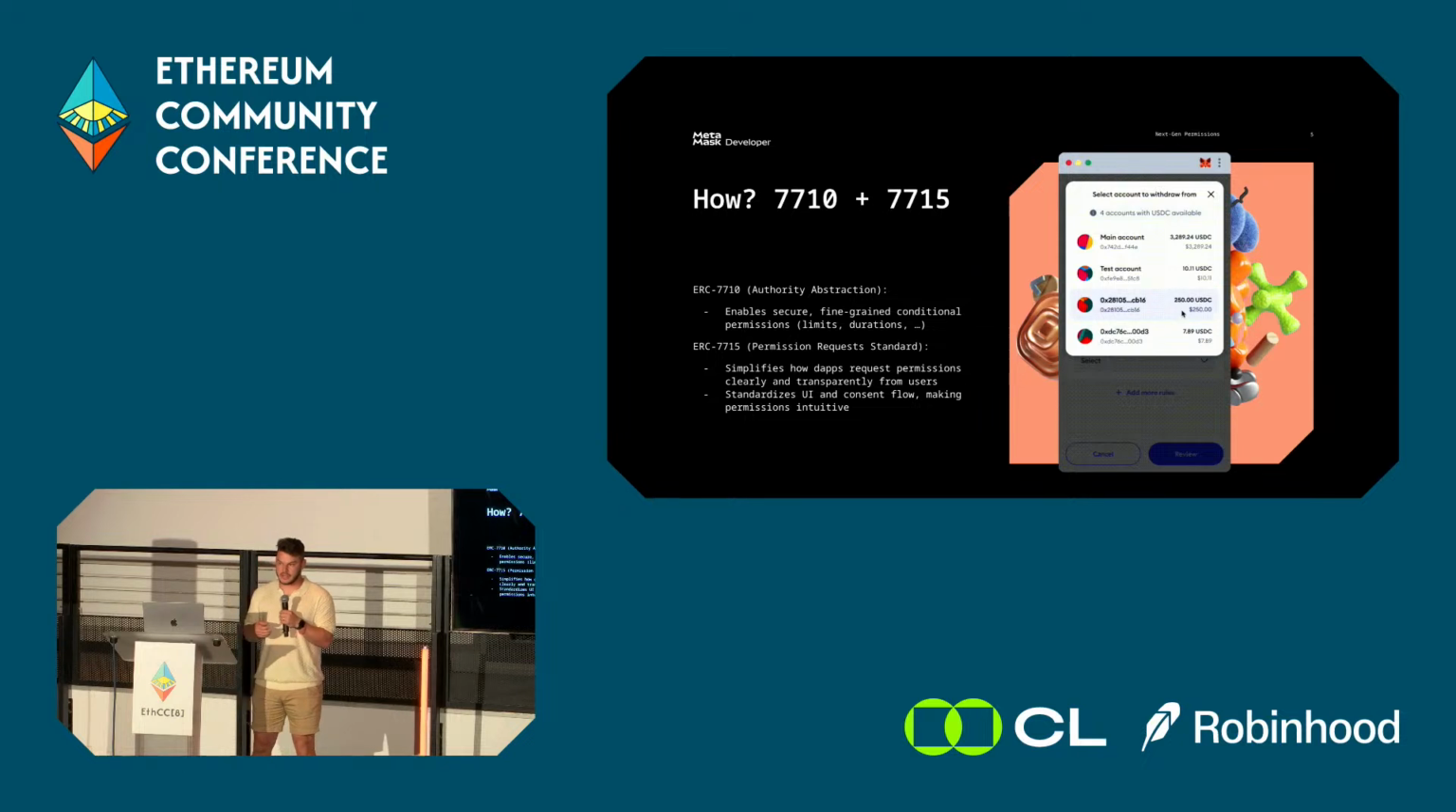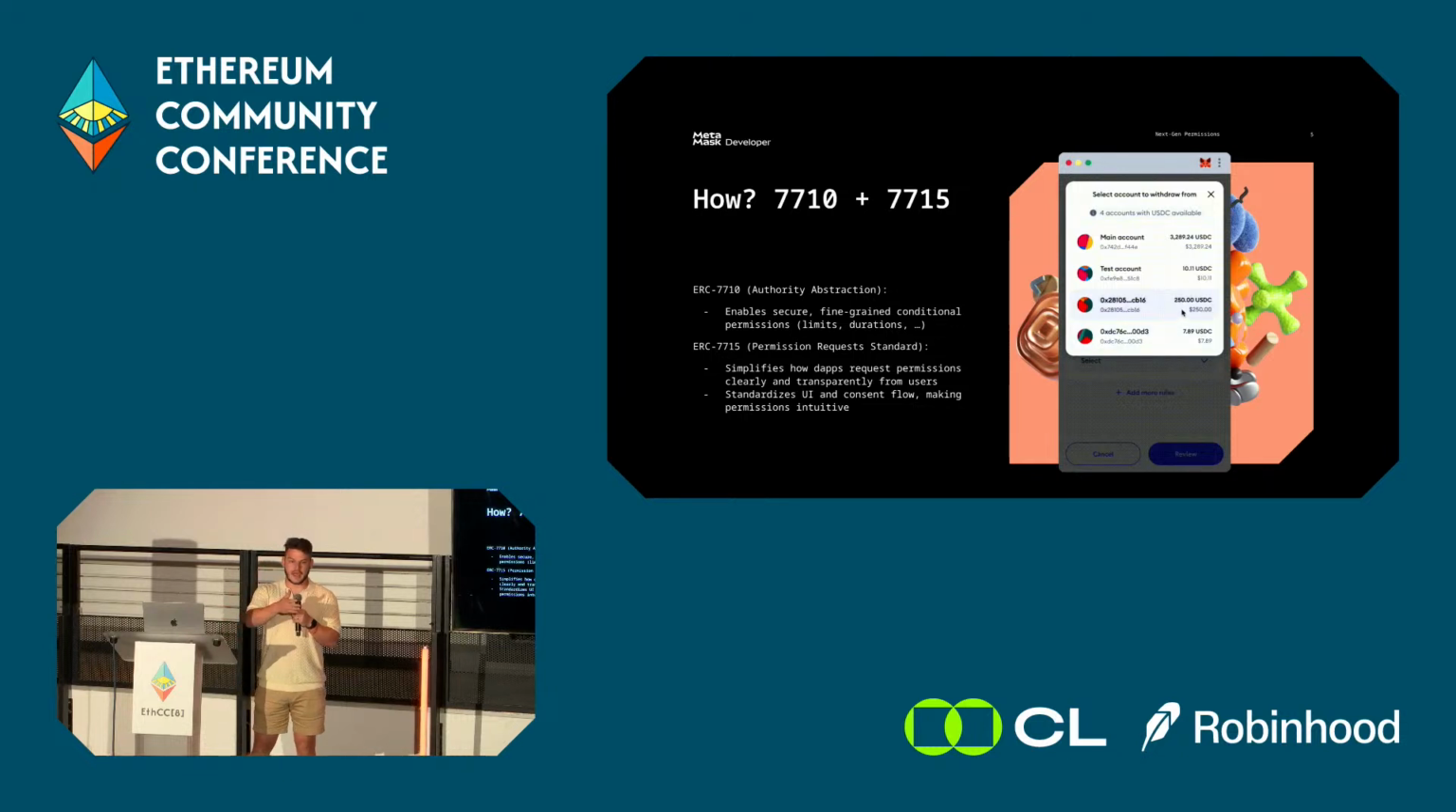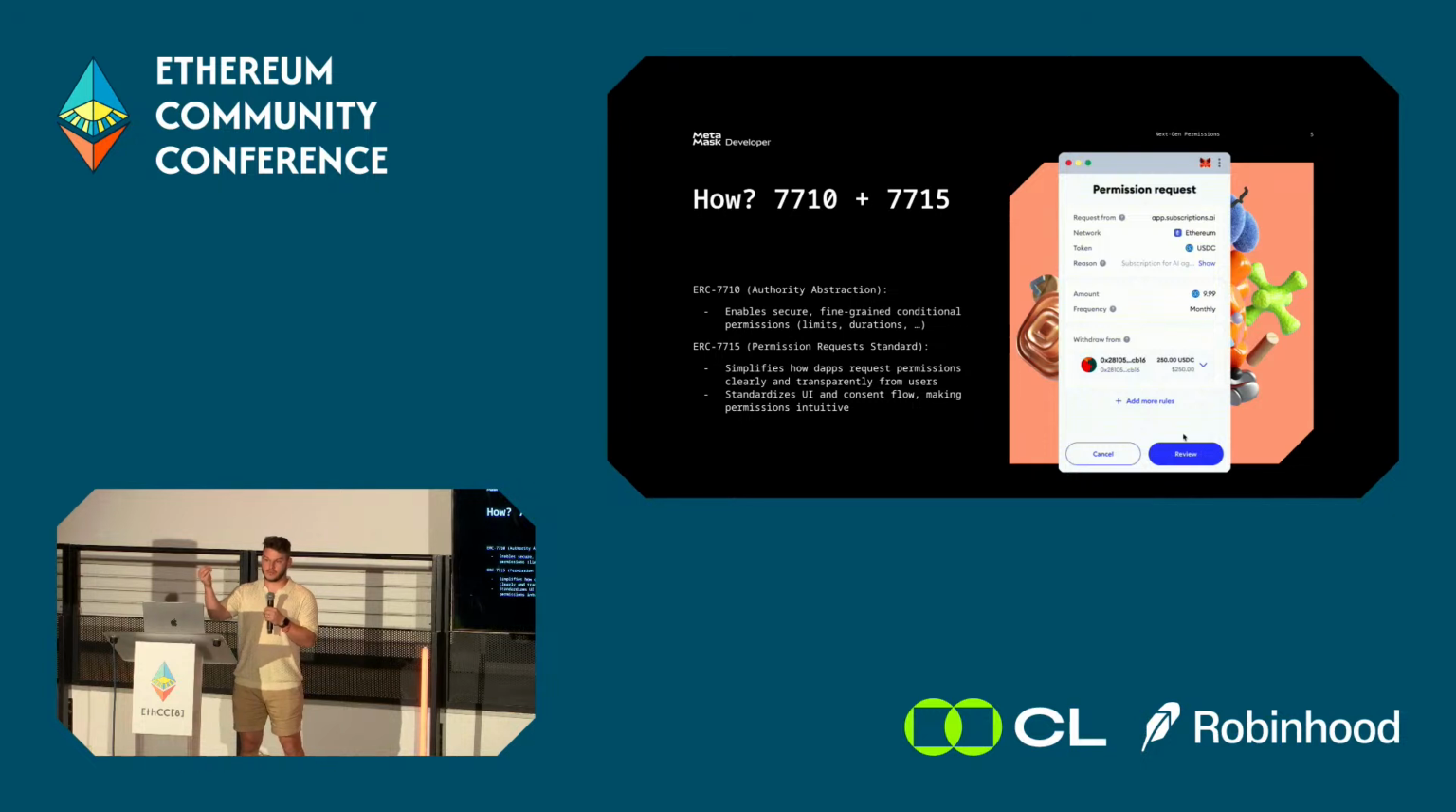So to continue on how we're enabling this next-gen permission system, we have to dive into ERC 7710 and ERC 7715. Like I said, ERC 7710 is that authority abstraction. It's the interface to redeem delegations and act within a certain permission. 7715 is how dApps are able to request permissions from the wallet. So just like our example, the dApp uses 7715 to request a token transfer from the wallet to do certain things, right?